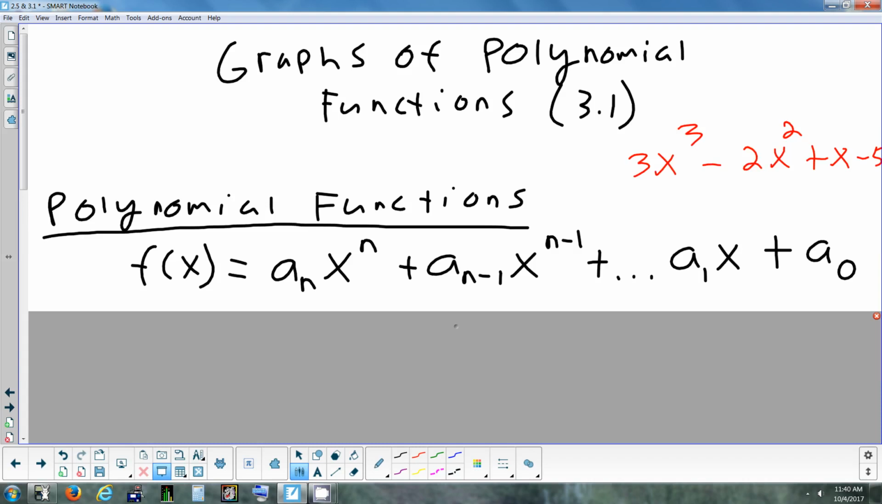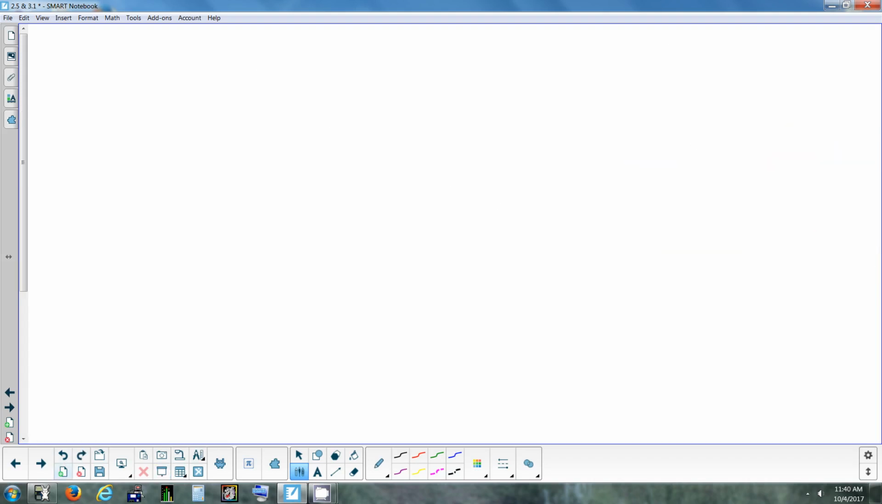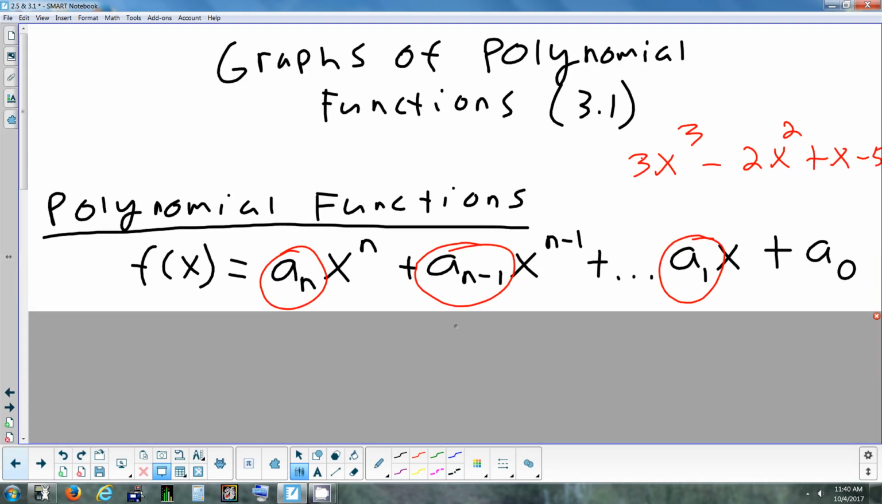Okay, so like in my problem, the first one here was a 3. Then I did a -2. Then I did a 1, even though I didn't write it. And then I did a -5. So those are just coefficients. Okay, but that, in general, is what a polynomial always looks like. It doesn't have to have every term from the highest to the lowest.